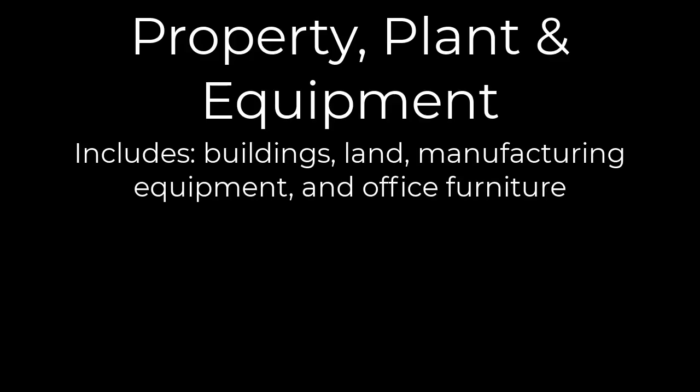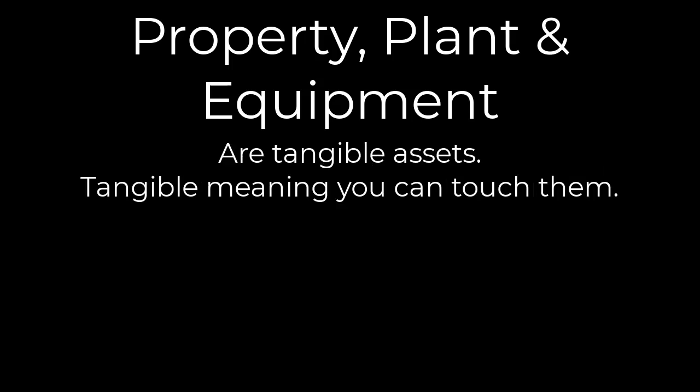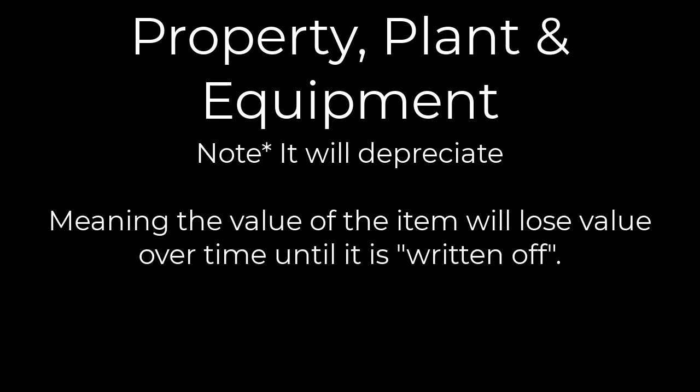Property, plant and equipment includes things such as buildings, land, manufacturing equipment, and office furniture. Property, plant and equipment is referred to as a tangible asset. Tangible meaning you can touch them. A note about property, plant and equipment is that it will often depreciate, meaning the item will lose value over time and it will eventually be written off.